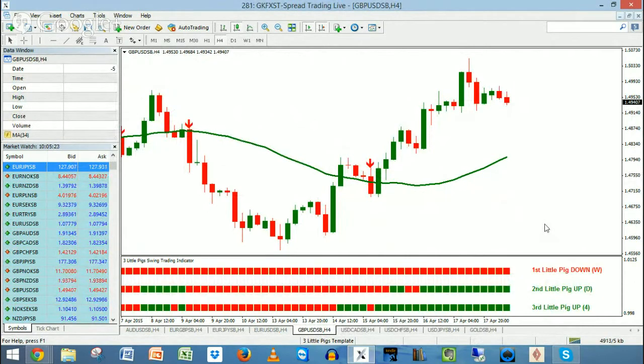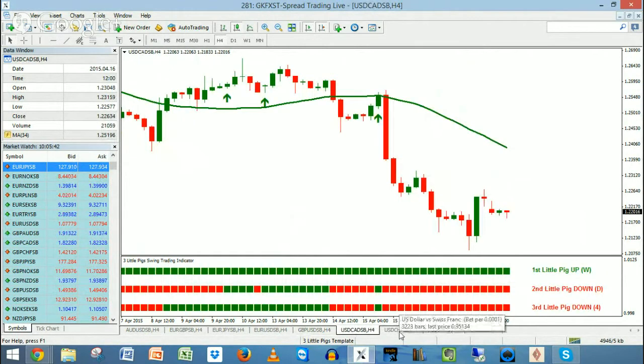So short entries only here on cable. There are rate MPC meetings later this week, Wednesday or Thursday, I can't remember from memory. I think Wednesday. So that may affect the pound, and we might see our entry maybe on Wednesday.